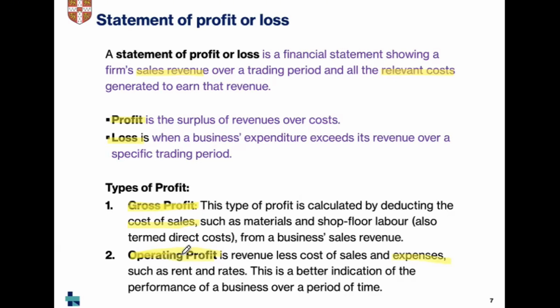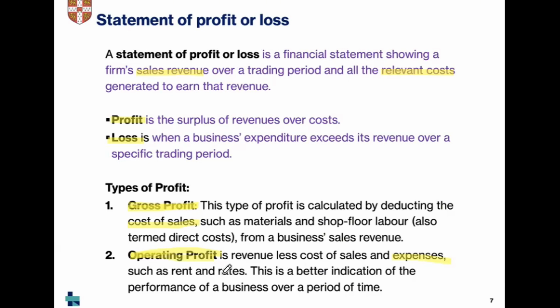But in operating profit, it is not just cost of sales, but cost of sales and cost of other expenses. All right. Example is rent. The rent that is paid for the factory is an expense that needs to be deducted from the sales. Rates also is an expense that must be deducted.